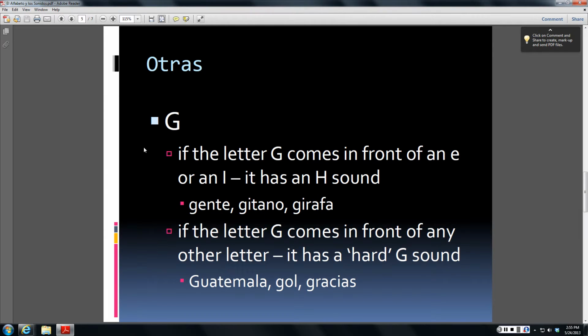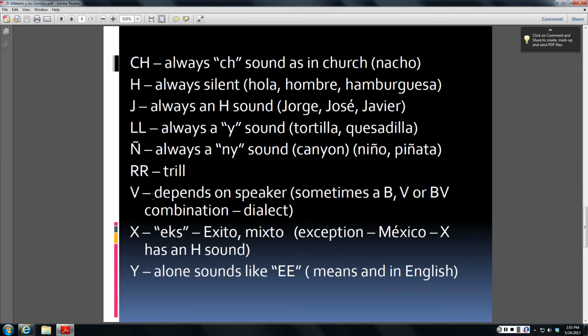Another is the letter G. If the letter G comes in front of an E or an I, it has an H sound. These words are gente, gitano, jirafa. If it comes in front of any other letter, it has a hard G sound. Guatemala, gol, and gracias. The CH in Spanish always has a ch sound, as in church. You've heard words probably like nacho, noche, chimichanga, chimichurri, etc.